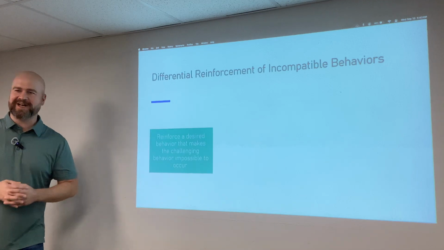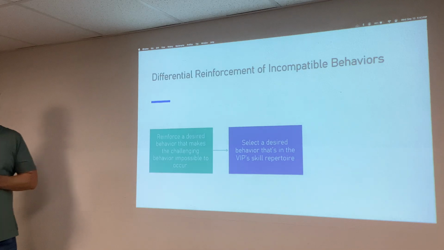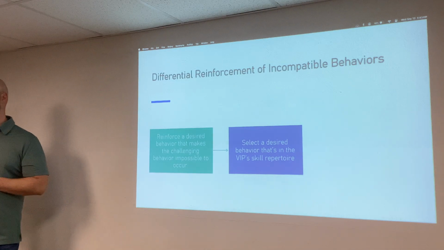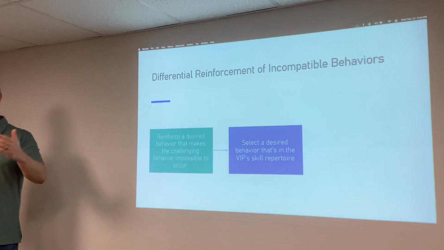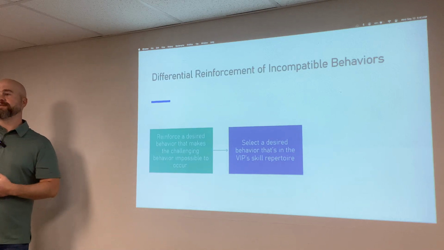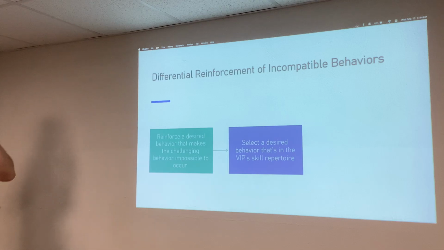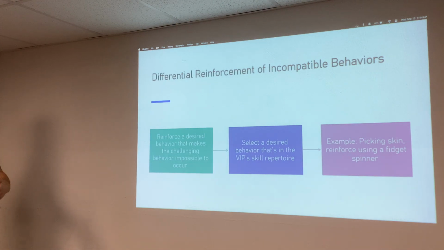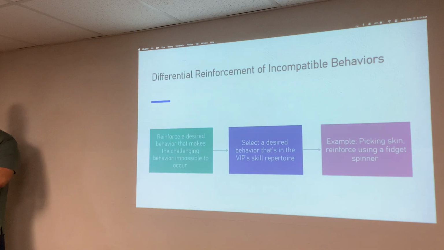All right, let's continue because I'm talking too much. Select the desired behavior that's in the VIP's skill repertoire. So we want to make sure the VIP is able to do the behavior we want to teach, right? We want to teach a behavior to our VIP that they are able to do. And then, okay, this is an example. Picking skin, we're going to reinforce using a fidget spinner. Make sense? Any questions about impossible, incompatible behaviors? And again, if we were to use this strategy, what's the other strategy we might use with it?